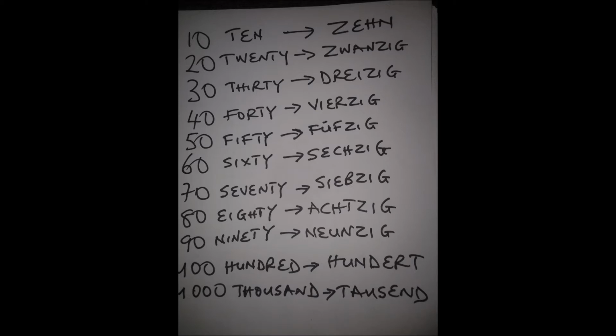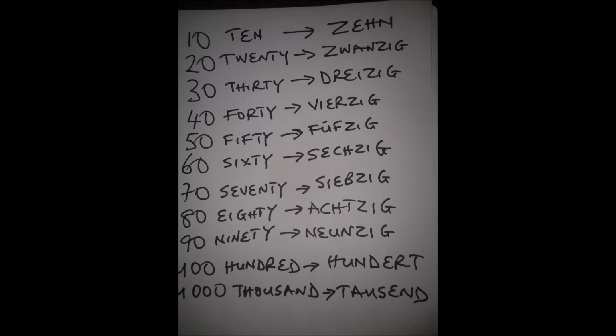I did not include the other part here, but let me just talk about it. If you want to talk about 21, you will say 1 and 20. That is ein und zwanzig. That is 21. If you want to say 22, it will be 2 and 20. 24 will be 4 and 20. 26 will be 6 and 20. If you want to say 64, it will be 4 and 60.